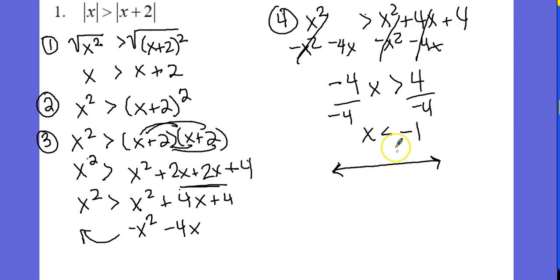I'm going to graph that. Since my x is in front, I'll use my arrow to determine that I want to go to negative infinity. And my solution is from negative infinity to negative 1. And that's my solution. And of course you can plug in values to make sure that it's true and that you haven't made any mistakes. But that's the process that we're going to go through.